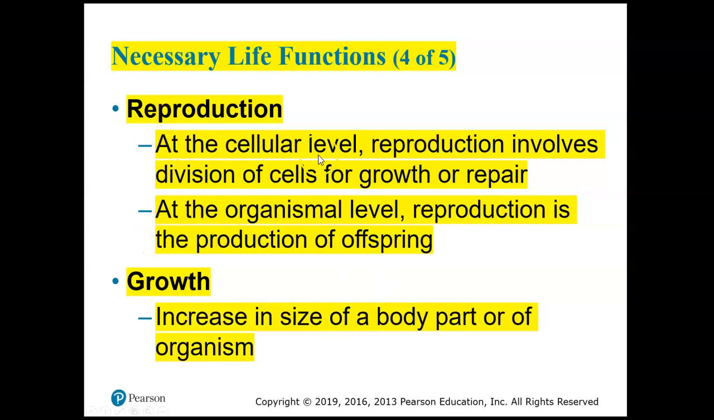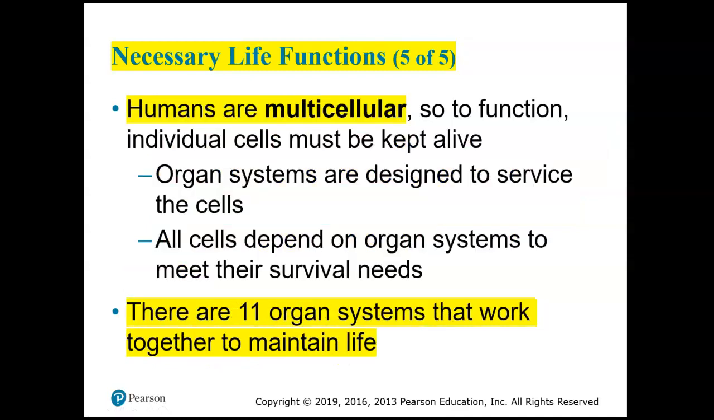Reproduction, at the cellular level, involves the division of cells. So cells divide so the organism can grow larger and also to repair damage. And then at the organismal level, so at the level of the person, reproduction is the production of offspring. So we have cellular reproduction, and then we have the reproduction of offspring. Growth is defined as increase in size.